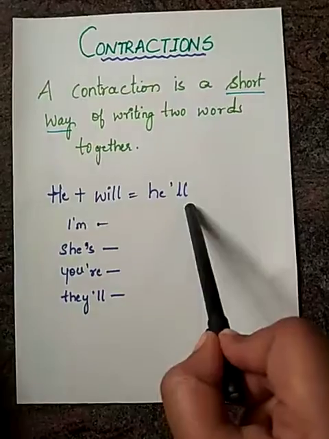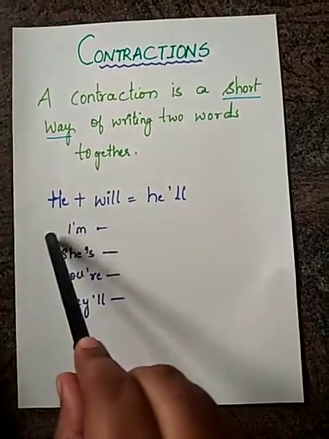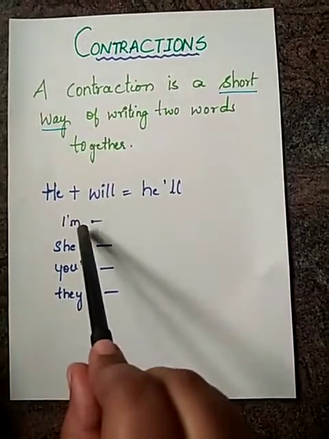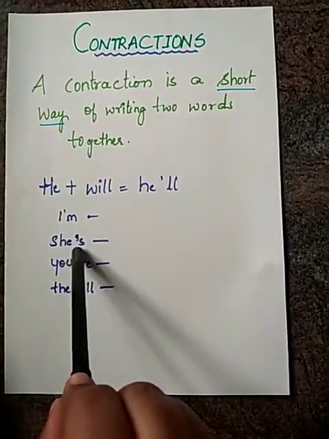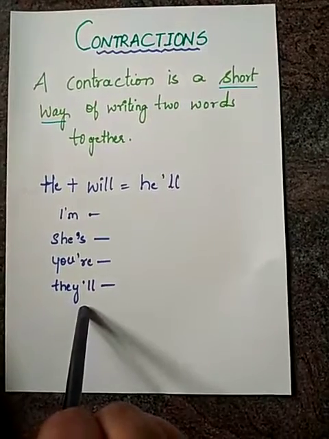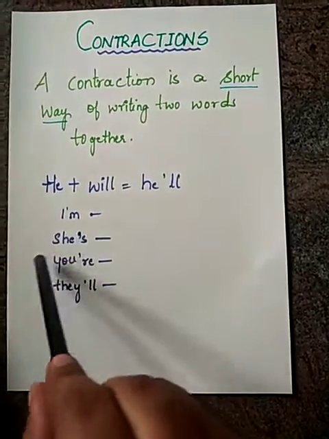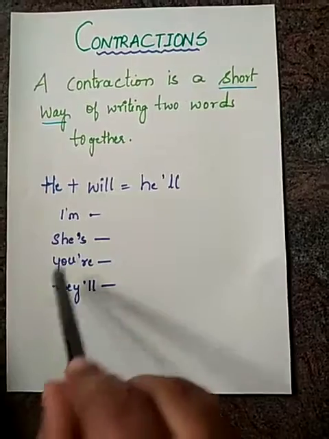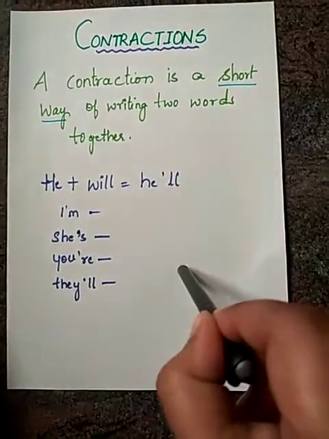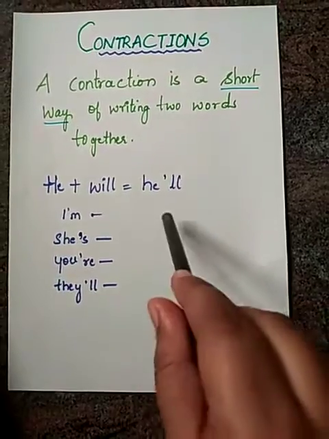So the short way. Here I have written four contraction words: I'm, she's, you're, they'll. Understood? So four contraction words I have written. Now I'll be writing the full form of these contraction words. So two words.